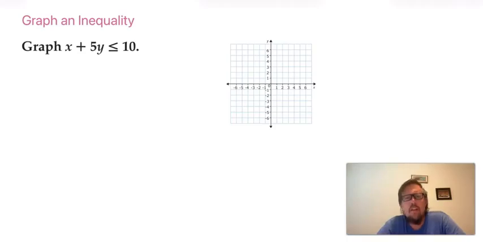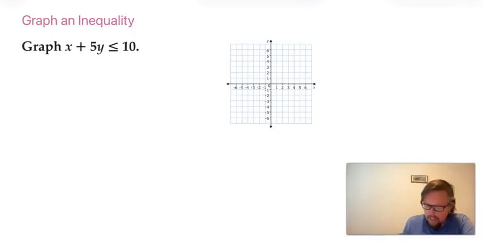Let's graph another inequality, and this time we're going to graph one that has an equal to with the less than or greater than symbol, just to see how that one's different. Now, the first part of graphing an inequality is exactly the same, which is that the easiest way to graph it is to put it in slope-intercept form.